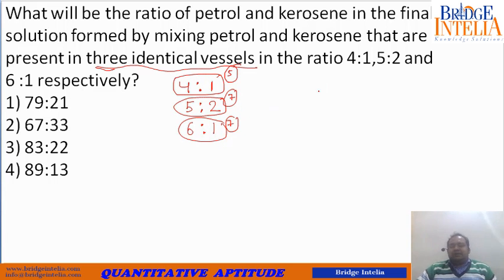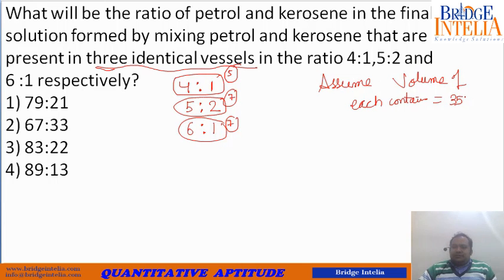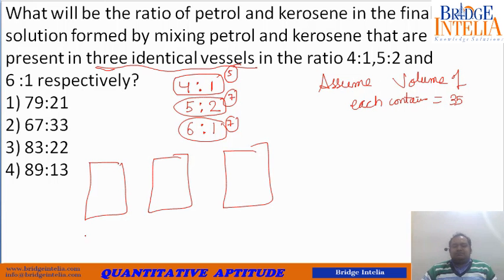So assume the volume of each container to be equal to 35 units. So 3 containers, each of 35 units: 35, 35, 35. But the ratios were different. 4:1 here, 5:2 here, and 6:1 here.